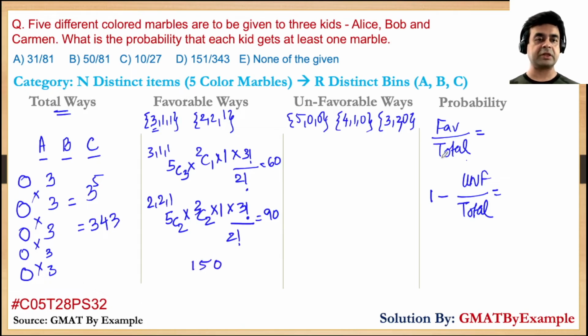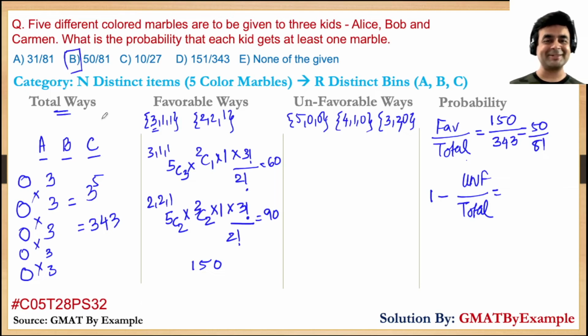favorable outcomes. Quickly calculating the probability here, 150 divided by 343. This will lead to 50 divided by 81. So B is the answer. If you are interested in looking at the unfavorable ways, let's continue.